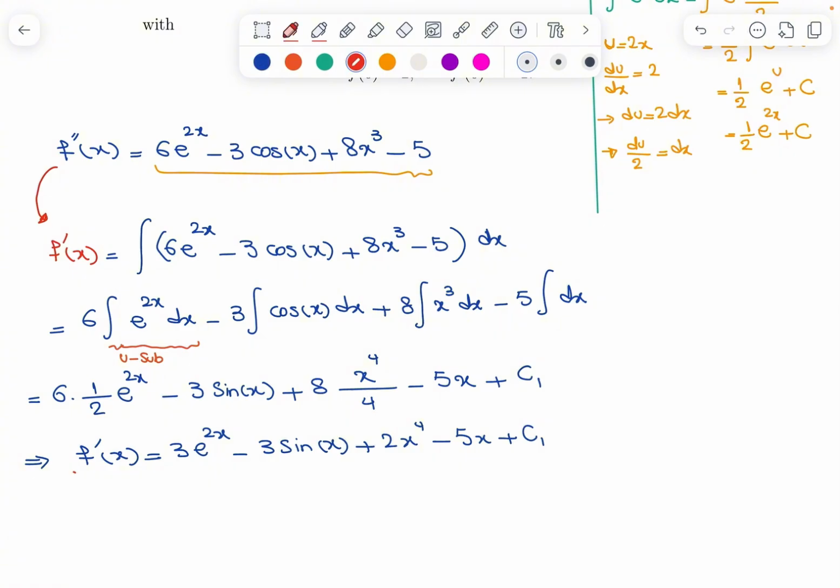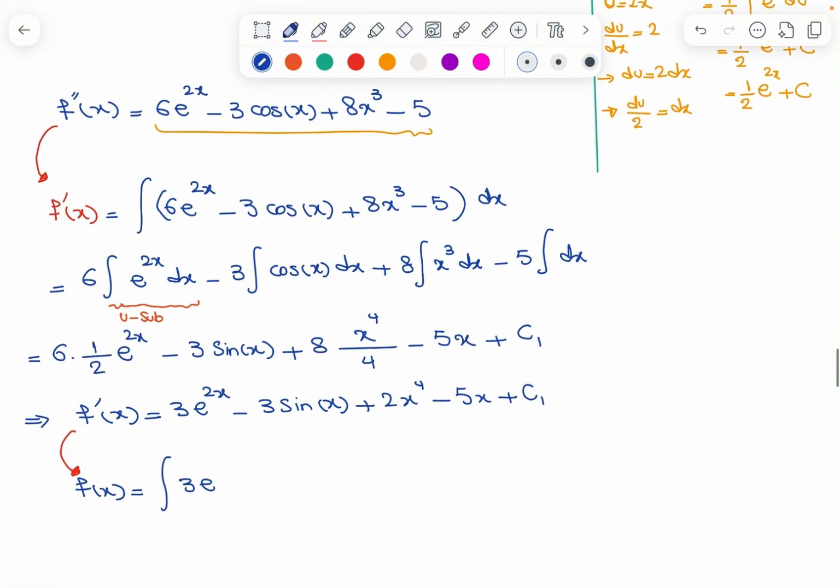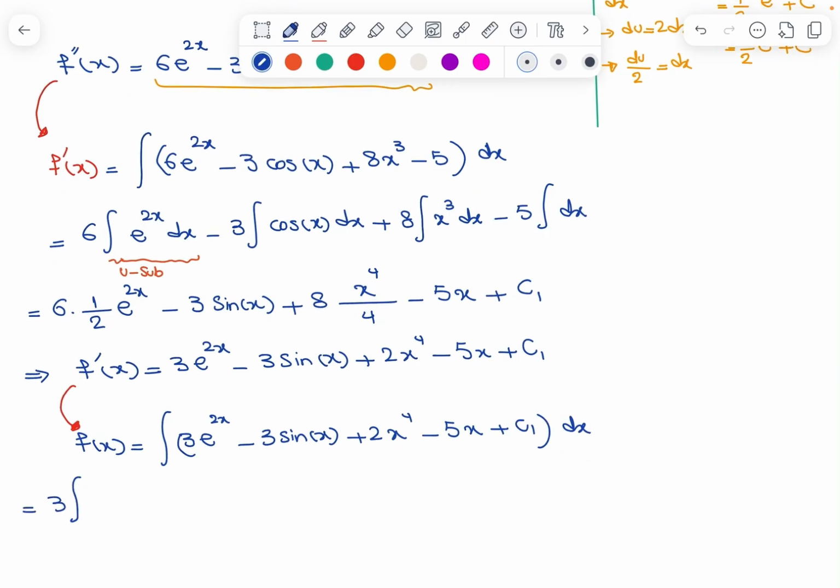Now, if you find the antiderivative of f prime of x, or if you take the indefinite integral of both sides, you can find f of x. So f of x would be the integral of 3 e to 2x minus 3 sine of x plus 2x to the 4 minus 5x plus c1 dx, which is equal to 3 integral e to 2x dx minus 3 integral sine of x dx plus 2 integral x to the 4 dx minus 5 integral x dx plus c1 integral dx.